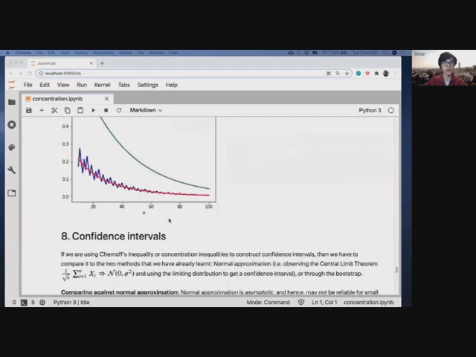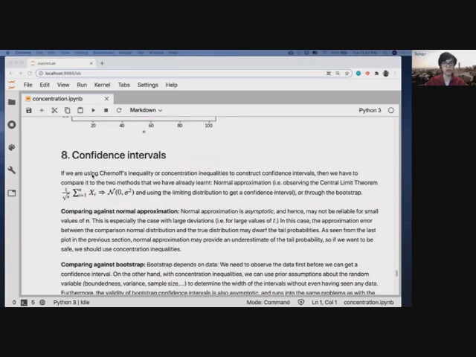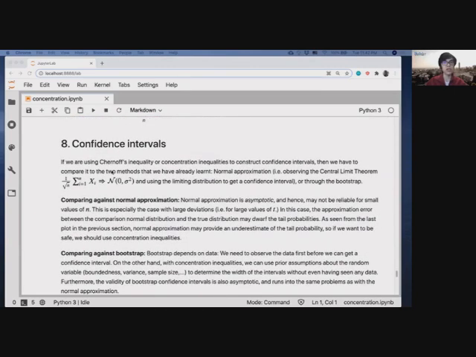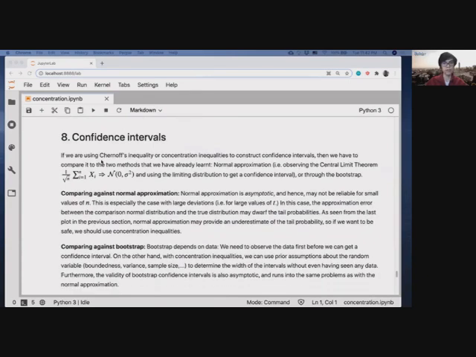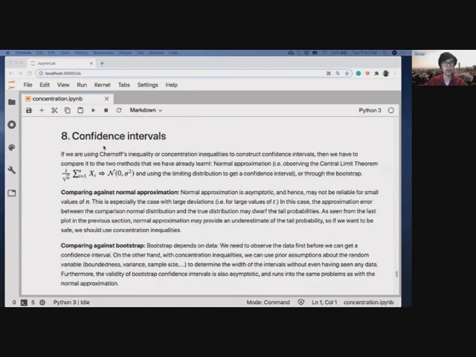In the lecture notes, we also have some writing about confidence intervals. I'm going to let you read this in your own time. Here we want to compare different methods of getting confidence intervals and argue for why you might want to use concentration inequalities in some cases.